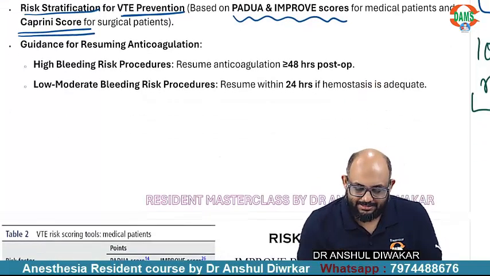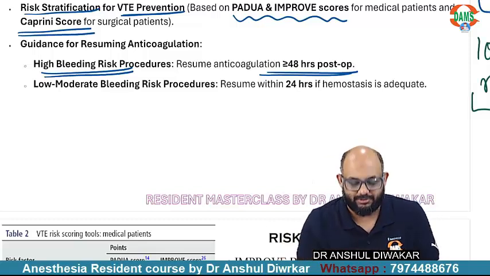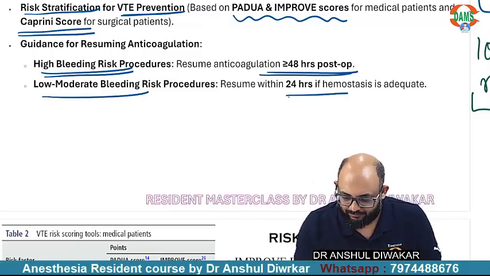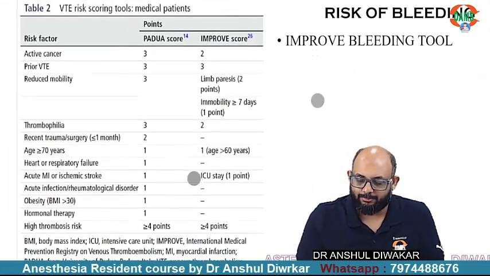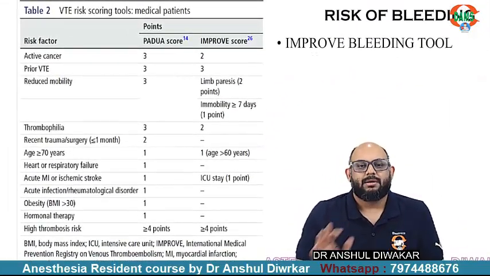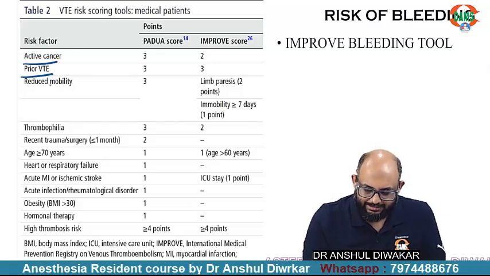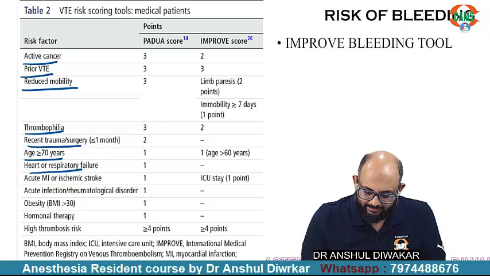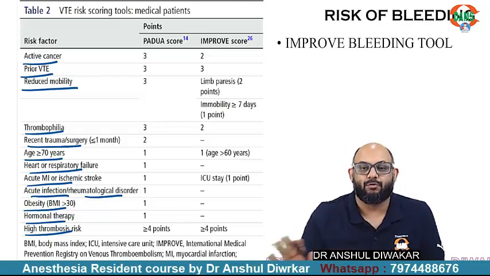Now what is the guidance? High bleeding risk procedure, resume anticoagulation after 48 hours. Low to moderate, resume after 24 hours. That is what I told you, EHRA guidelines. What is Padua and improve? So Padua, improve, they are almost the same. Active cancer, prior VTE, reduced mobility, thrombophilia, recent trauma or surgery, age more than 70, heart or respiratory failure, acute MI, acute infection, rheumatology, obesity, hormonal therapy. High thrombosis risk is a score of 4 or more.